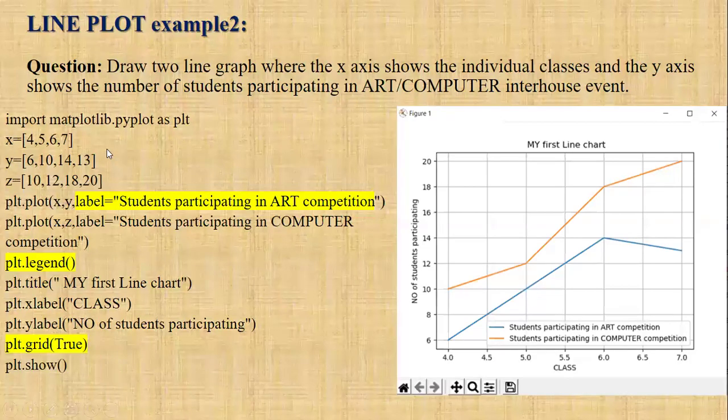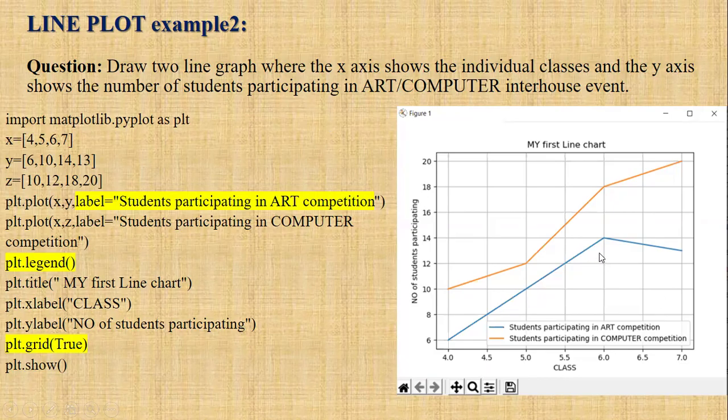Here what we are doing is we are talking about line graphs. Line graph is very interesting because I can have multiple plots in the same graph. Like in this graph, you can see this legend. It says the blue line is showing students participating in art competition as per class 4, class 5, class 6, like that. And students participating in computer competition is the orange line, as per every class. So I may have multiple plots done in the same graph.